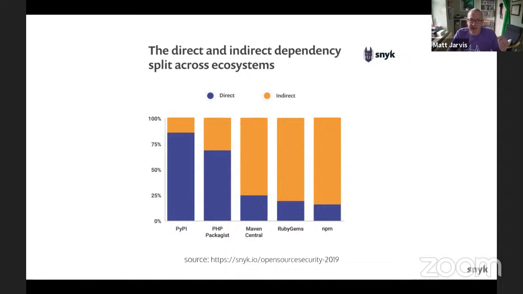And typically, nearly 80% of all security vulnerabilities are found in those indirect dependencies. Indirect dependencies are ones that we have less control over, and we may not be aware of them at all.